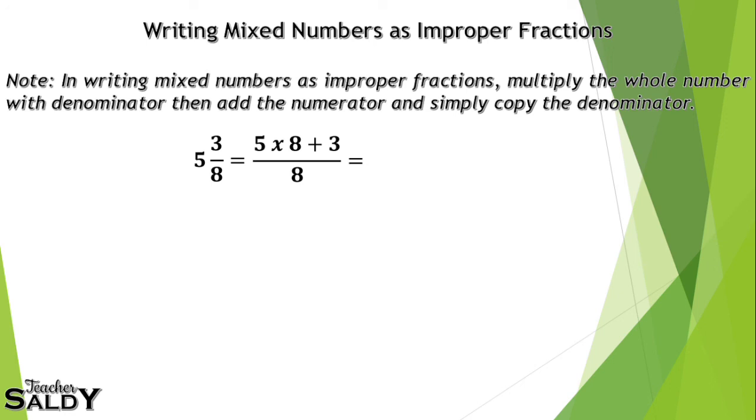We will compute using PEMDAS. We multiply first, 5 times 8. That would be equal to 40. So 40 plus 3, that's 43 over 8.